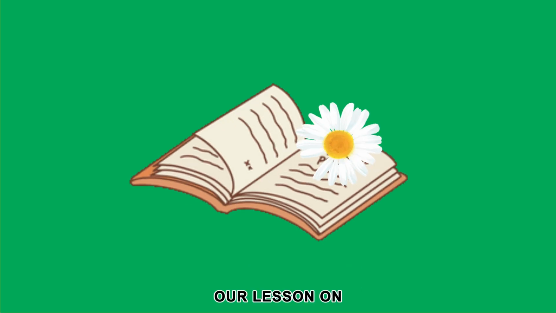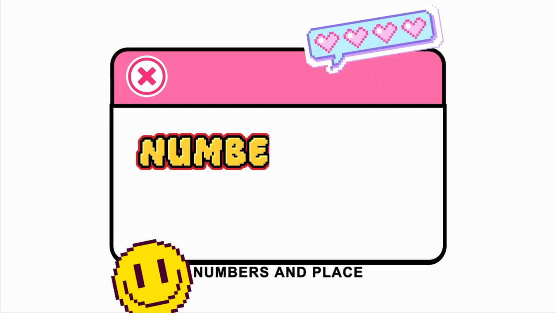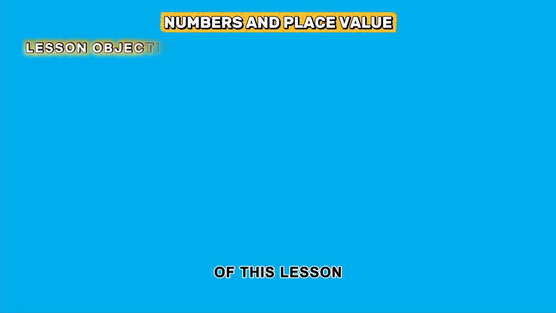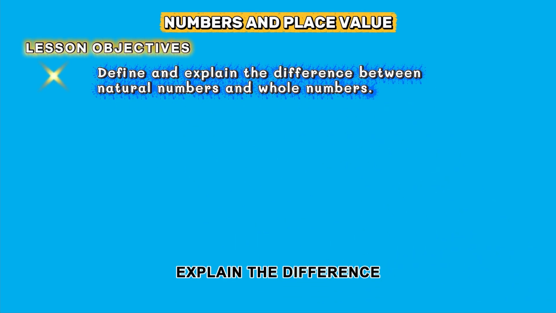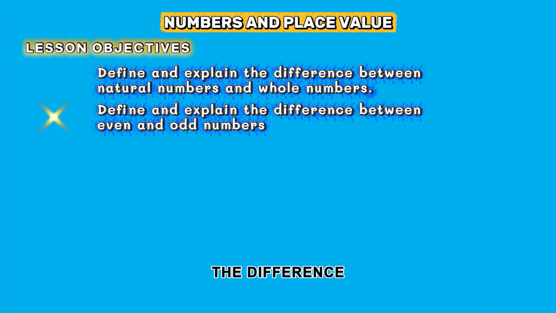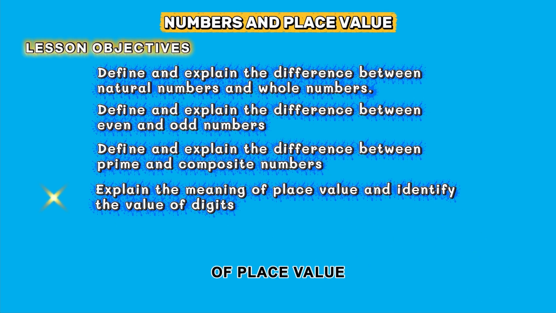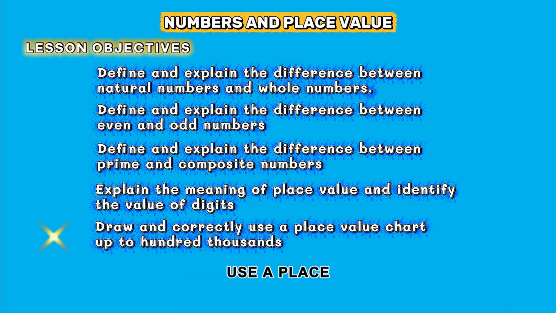Today, we continue our lesson on numbers and place value. Let's get started. By the end of this lesson, you'll be able to define and explain the difference between natural numbers and whole numbers. Define and explain the difference between even and odd numbers. Define and explain the difference between prime and composite numbers. Explain the meaning of place value and identify the value of digits. Draw and correctly use a place value chart up to 100,000s.